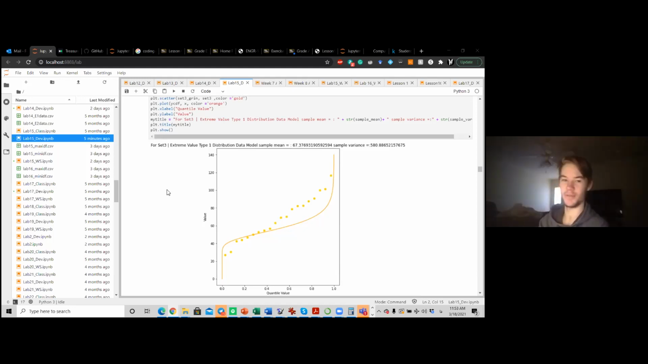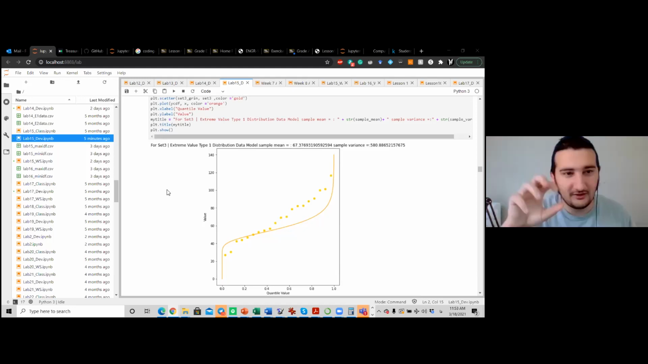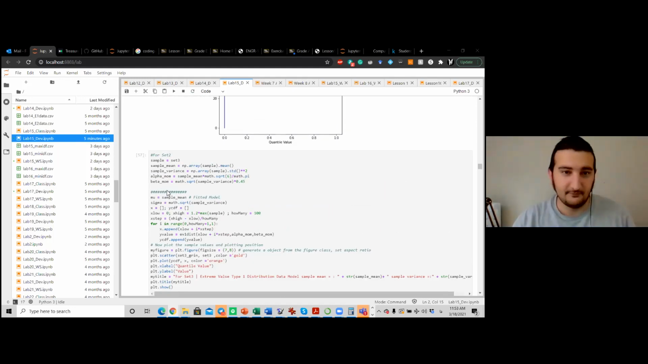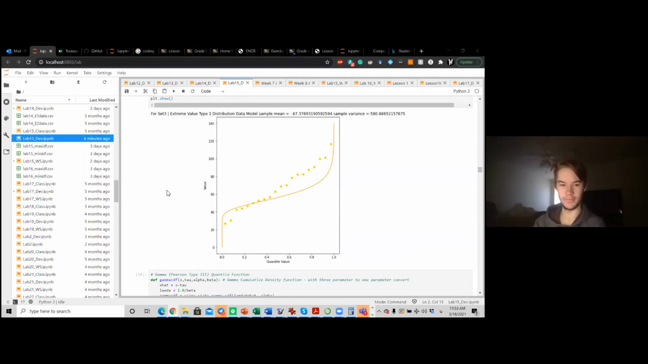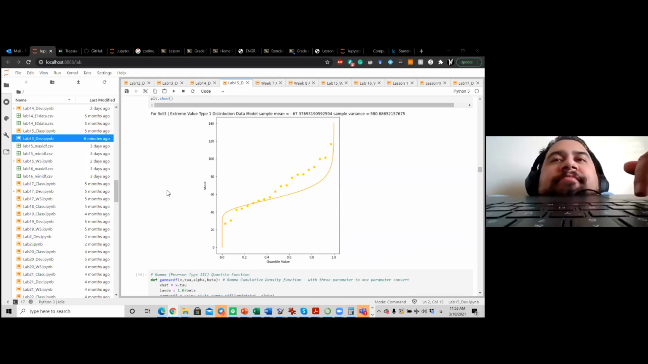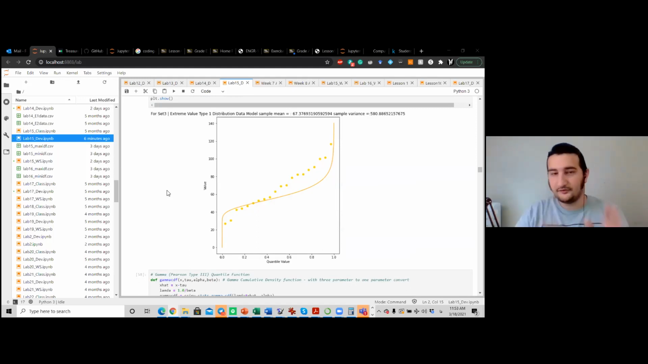So, currently, comparing normal and Gumbel, for set 1, which one is your winner? Normal. For set 2, which one is your winner? Normal. For set 3, which one is your winner? Normal. Normal. Do I have anyone who thinks otherwise?